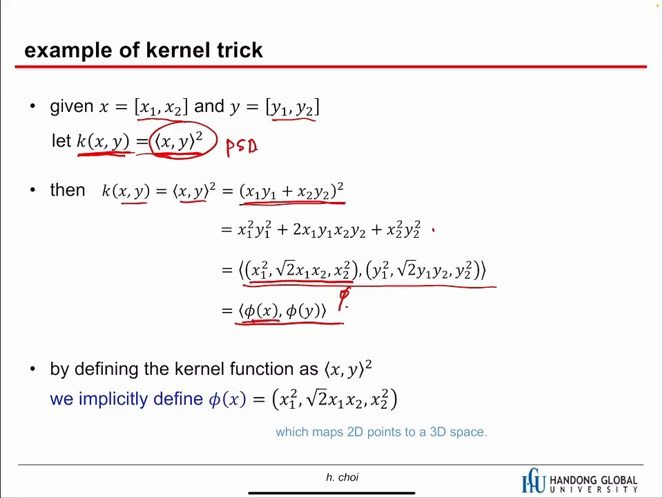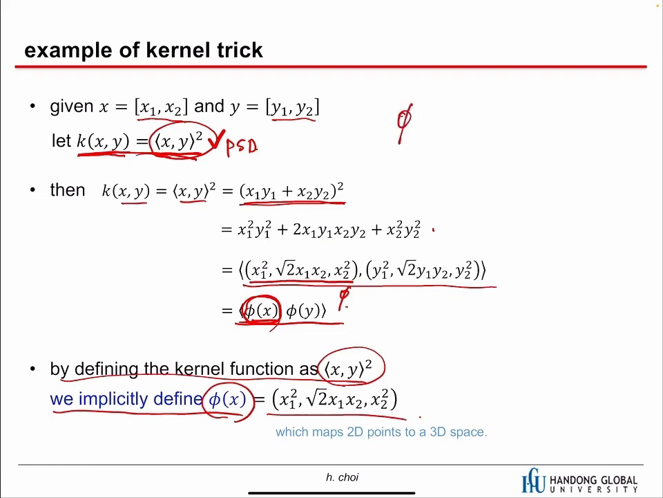In this case, this function is really simple, so we can come up with a nice function phi. But in general, when we define a kernel function, it's not that simple to come up with a nonlinear function phi. So in this case, this kernel function is really simple. What I'm saying in this slide is that by defining the kernel function as this, we implicitly define phi like this.